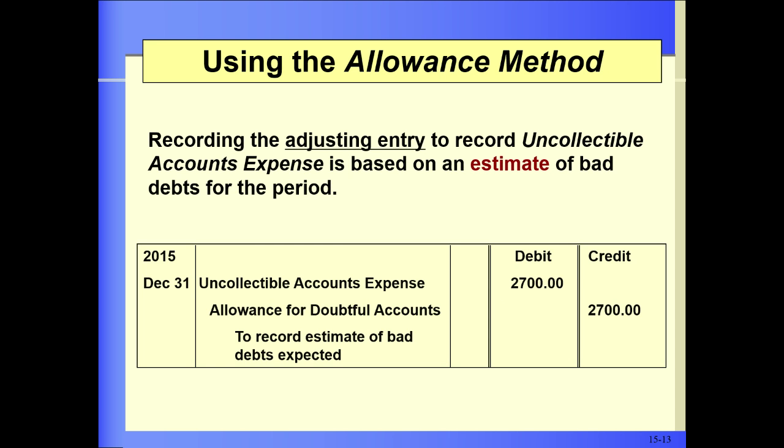So in this case, we do the same exact process that we did for the credit entry account, the uncollectible accounts expense first, and then the allowance for doubtful accounts, but the amount now is for $2,700 to get us to that new balance again.